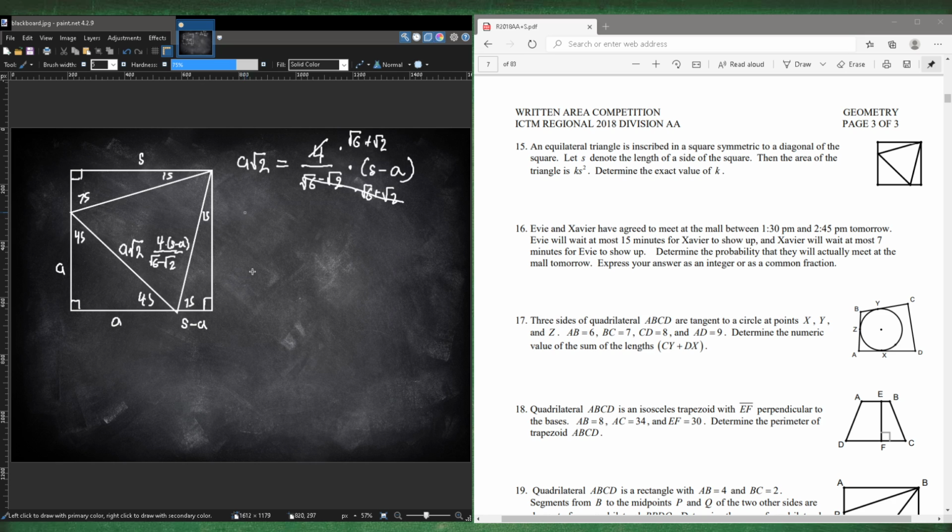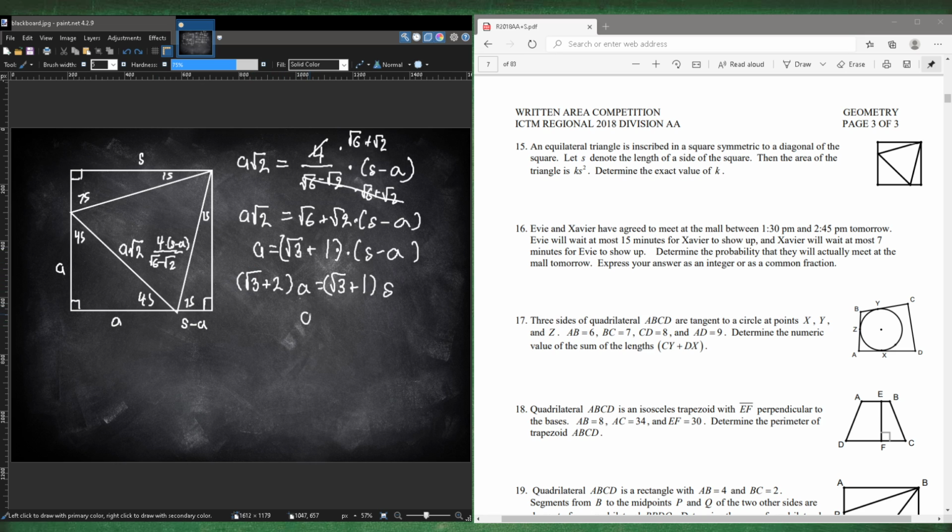And then we just have a square root 2 is equal to square root 6 plus square root 2 times s minus a. And then we could divide both sides by square root 2. So then we have a equals square root 3 plus 1 times s minus a. So when we move this a to this side, we have a square root 3 plus a 1 plus this one. So this would be square root 3 plus 2 times a is equal to square root 3 plus 1 times s. And now we need to find a in terms of s, because then we could substitute it in here to get our side length.